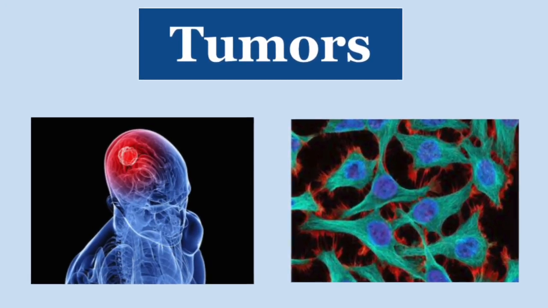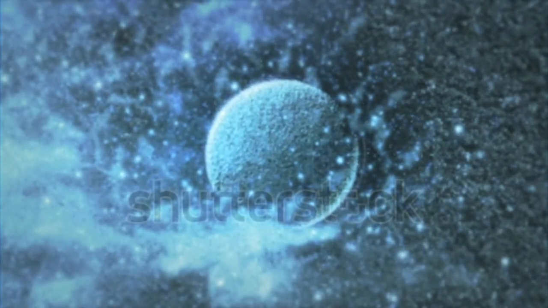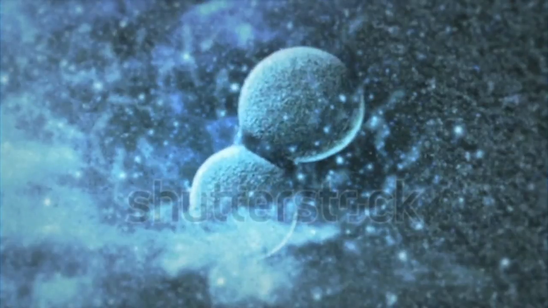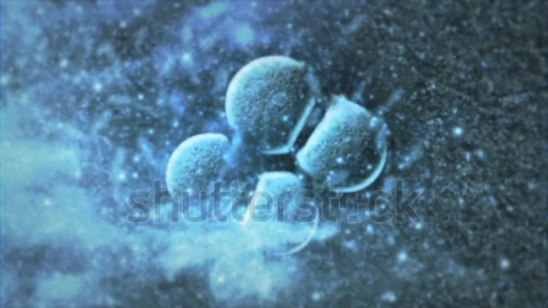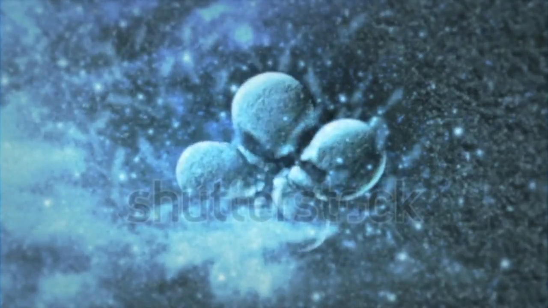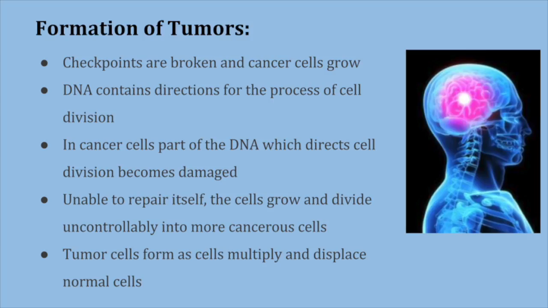Biology aspect of tumors. A tumor is a swelling of a part of the body, generally without inflammation, caused by an abnormal growth of tissue, whether benign or malignant. Seen here is a cancerous cell. Mitosis is taking place. The cell is dividing into two daughter cells. From here, uncontrollable cellular division is taking place. Tumors form in the body from uncontrollable cellular division.